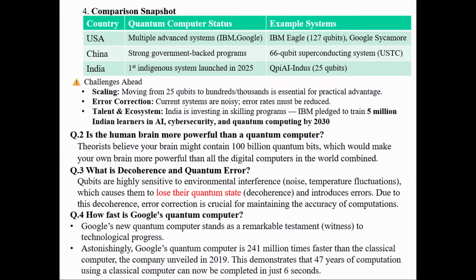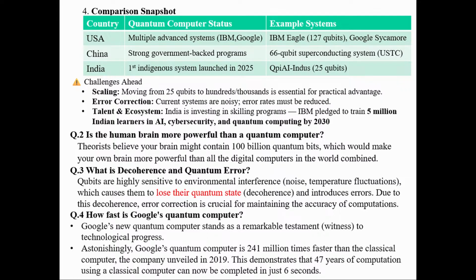USA has a 127 qubit system, China a 66 qubit system, and India a 25 qubit system. So scaling from 25 to hundreds or thousands is essential for practical advantages, and it needs error correction also, and talent and ecosystem. Yes, we have a tie-up between the Indian government and IBM. They are supposed to train 5 million Indian leaders in artificial intelligence, cyber security and quantum computing by 2030.